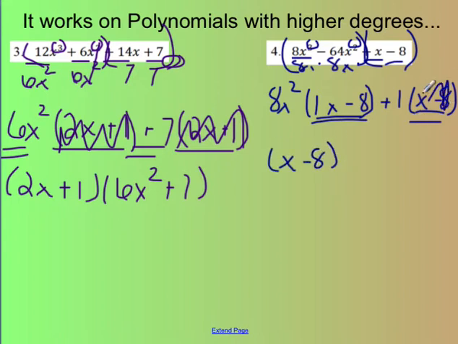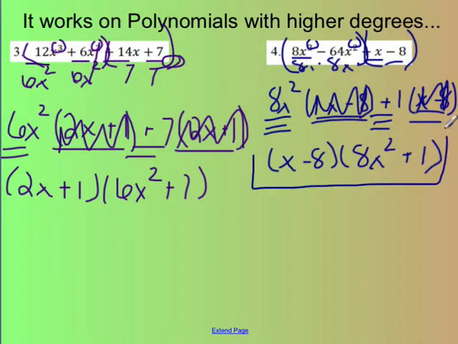So we're going to cross those out because they're leftovers and they're matching. And then we're going to write what's left after that, which is 8x squared plus 1. So we have 8x squared plus 1 and x minus 8. So this right here is the final answer for number 4.